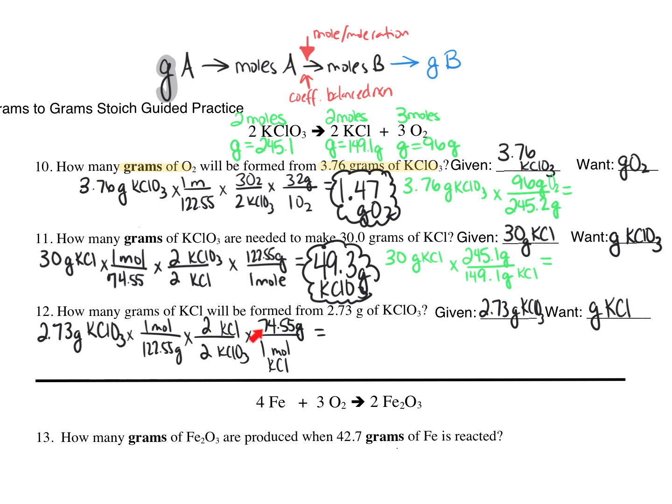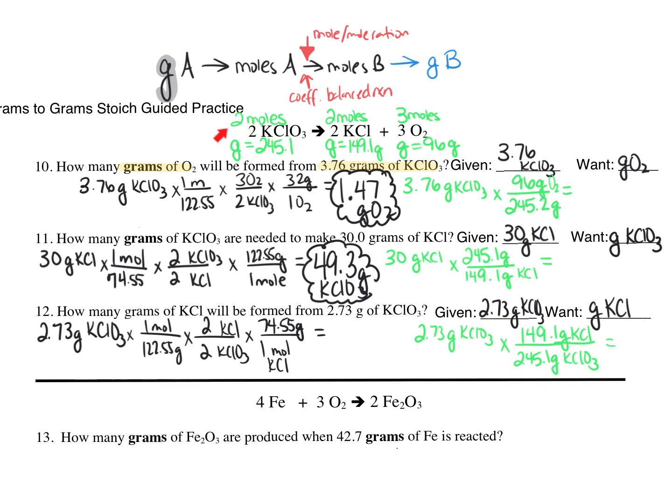So the molar mass of KCl is 74.55 grams. So now I can calculate how many grams of KCl will be formed. If I want to do the other method, I start with grams of KClO3. So grams of KClO3 is going to go on the bottom.